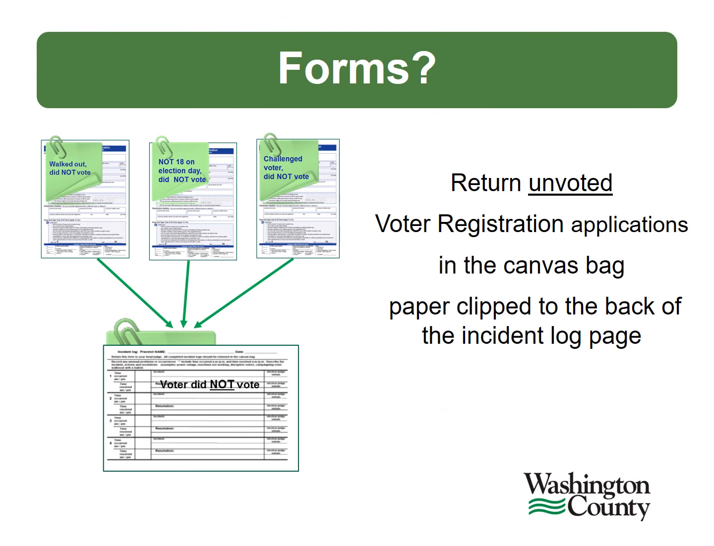You'll have a number of forms. Please return unvoted voter registration applications in the canvas bag, paper-clipped to the back of the incident log page. This incident log should include notes about what happened with these Election Day registration applications, and notes about the situation should also be included on the applications themselves.